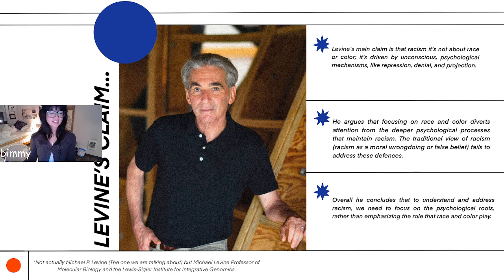Levine claims that to understand racism, we need to focus on the psychological roots rather than emphasizing the role of race and color. So we have repression, denial, projection. To him, racism is a psychological phenomenon that comes from these mechanisms, which don't stem from race and color.